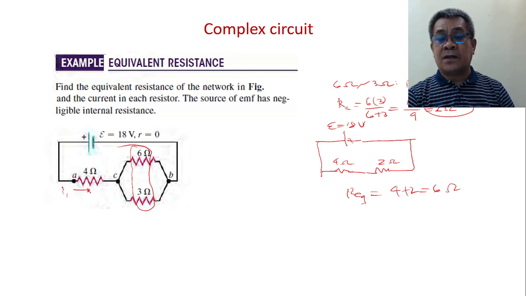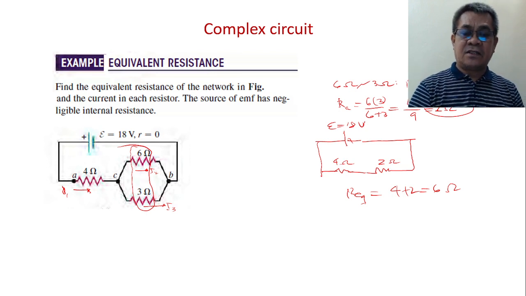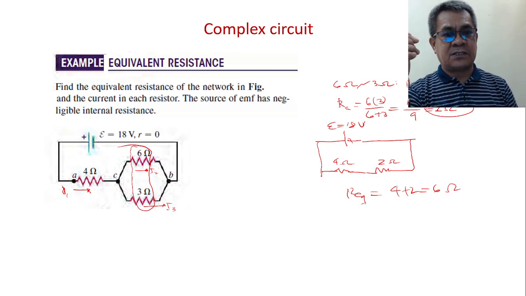Okay? I1. Okay, that's it. Now, call this I2. Of course, you can have a different name depending on your choice. And also this I3. Now, what is the current in I2? I1, I2, and I3. These are the follow-up questions.